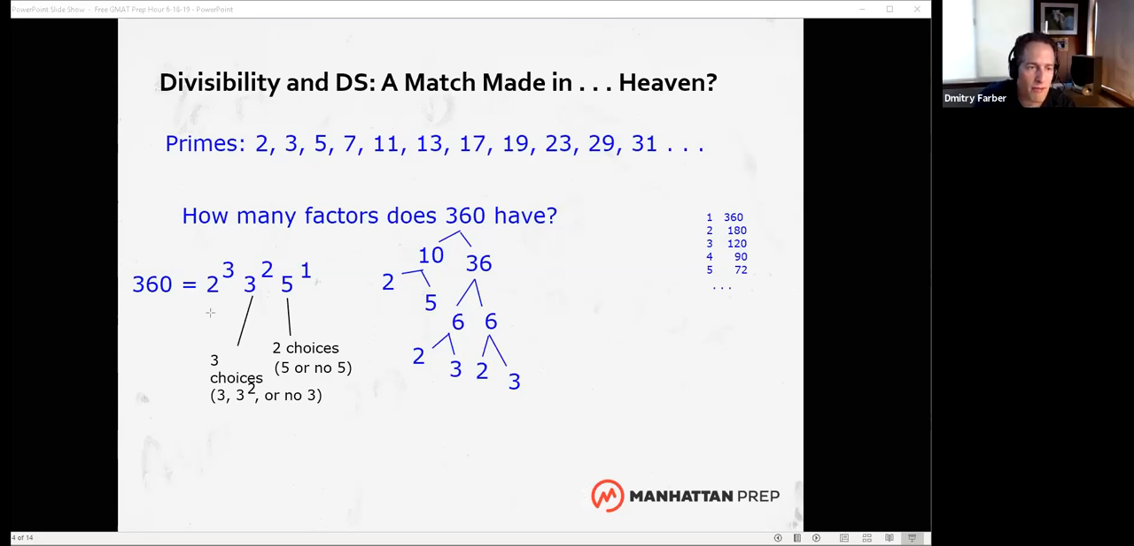So how many choices do I have for the 2s? 4 choices. Same kind of reasoning. I could do 2 squared, 2 to the 3rd, or no 2s. If I put this together, I've got 4 choices times 3 choices times 2. This is combinatorics. It's 24 choices.